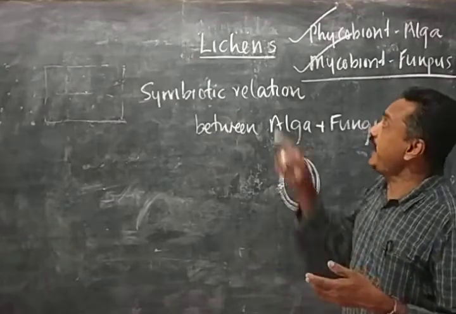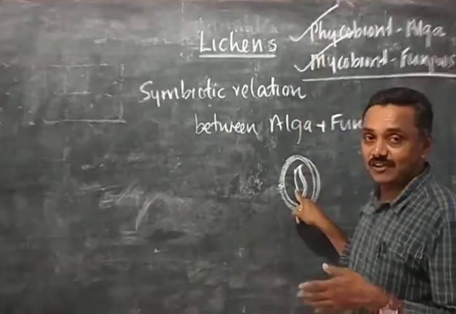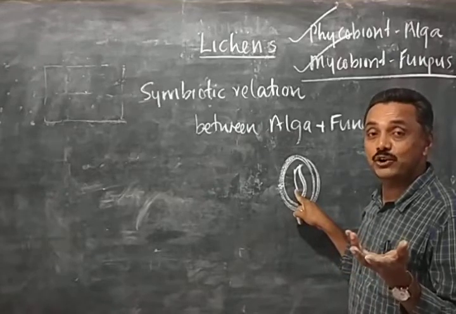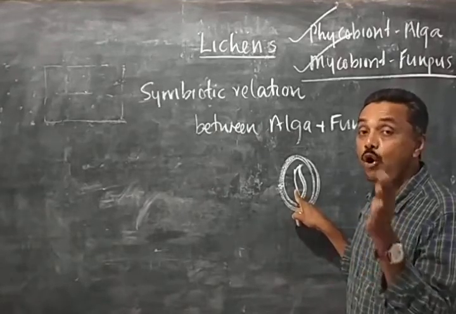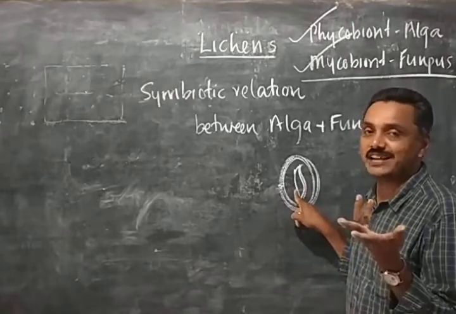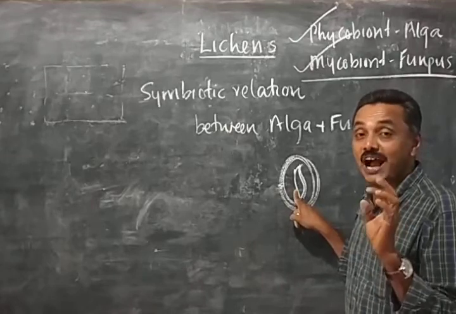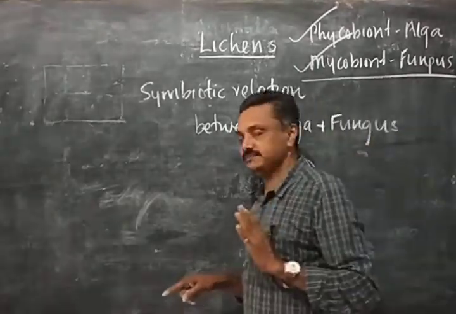And what is the duty of alga? Alga is inside, and it is green in color. Alga prepares food by photosynthesis and gives it to the fungus, because the fungus cannot prepare food material. Fungus has no chlorophyll. So the alga prepares food and gives it to the fungus.